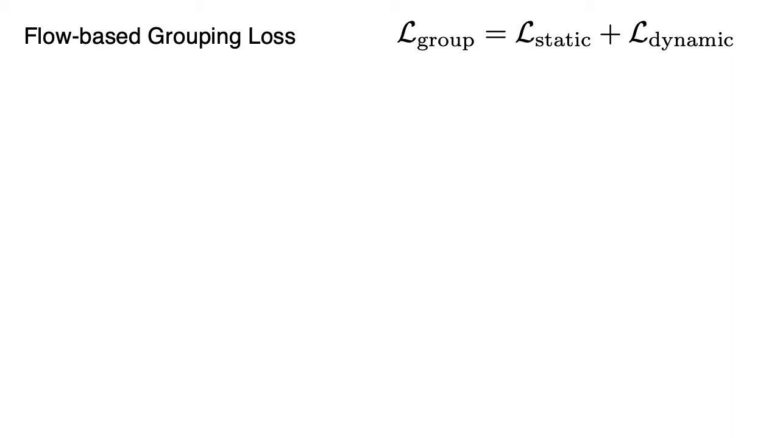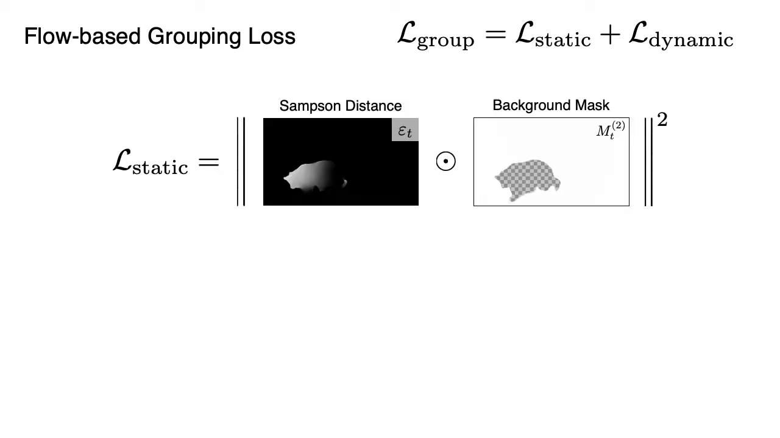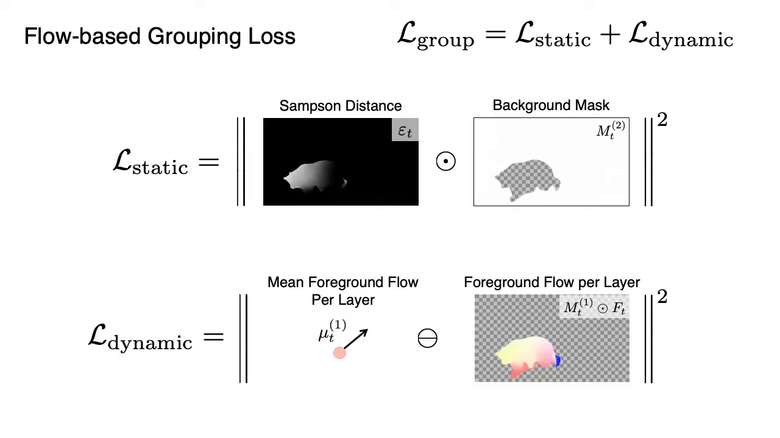For the background mask, we first use the flow correspondences to estimate epipolar geometry and the per-pixel Sampson distance. We then penalize the points in the background mask with high Sampson distance that cannot be explained well by camera motion. Then for each foreground layer, we minimize the difference between the layer's flow to its mean, similar to k-means clustering.